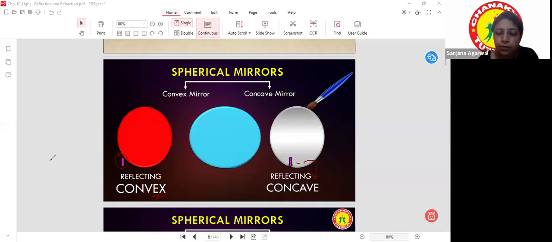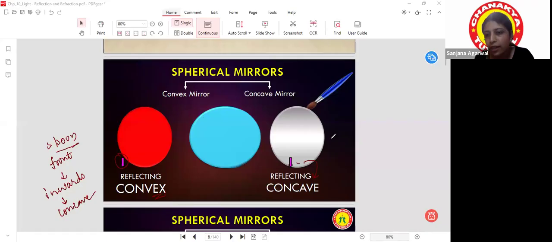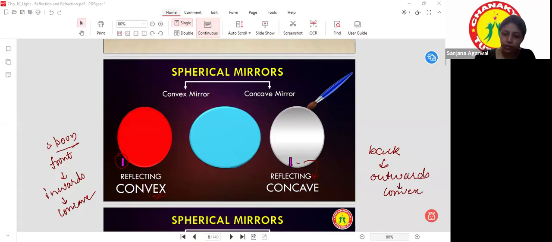You can take the example of a spoon. When you take the front surface of a spoon, which we use to eat, that front surface is curved inwards. So that inward curved surface is a concave surface. Whereas if you take the back surface of the spoon, the back surface is curved outwards. That type of surface is always known as a convex surface. So this example is a bit simple to understand. The front surface which is used to eat is the concave surface, and the back surface which is curved outward is the convex surface.